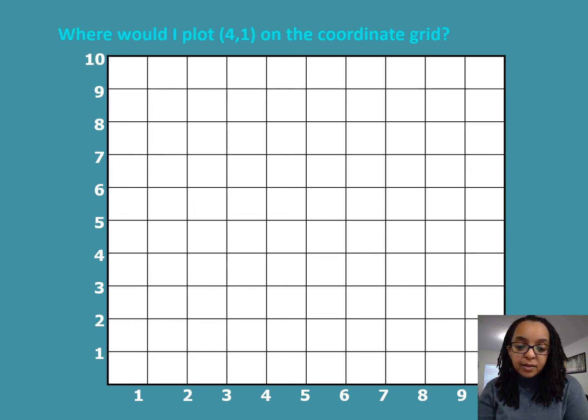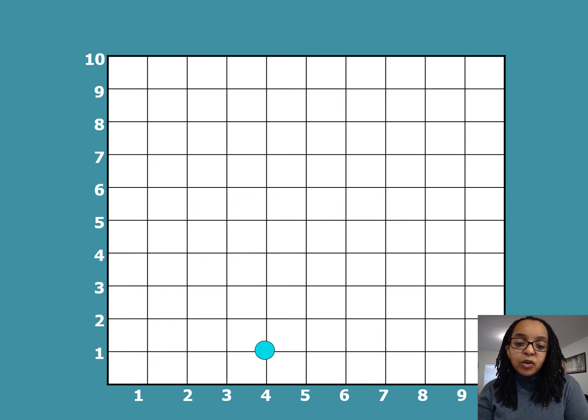Let me pull up a little highlighter so you can see. So 4, 1, remember 4 is your x-axis coordinate, so you would go over 4 points or 4 spaces, and then 1 is your y-axis coordinate, so you would go up by 1. So think to yourself, and you can pause this if you need a little bit more time, that's okay. But if you said that the coordinate pair 4, 1 would be right there, you were correct.